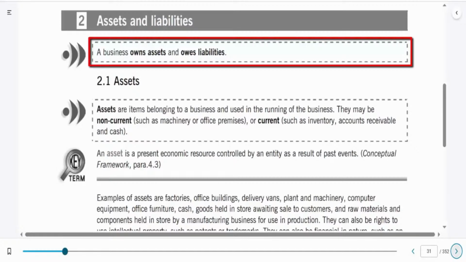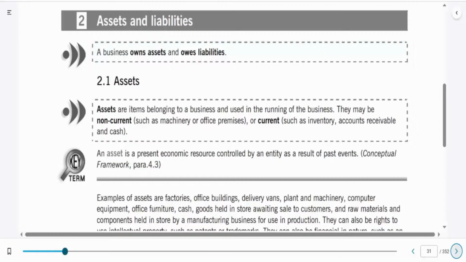So, in simple words, we can say a business has things it owns, assets, and things it owes, liabilities. This is a basic idea that we'll use often in accounting. It's the starting point for understanding a business's financial situation. The things a business owns give it value, and the things it owes are what it needs to pay back.